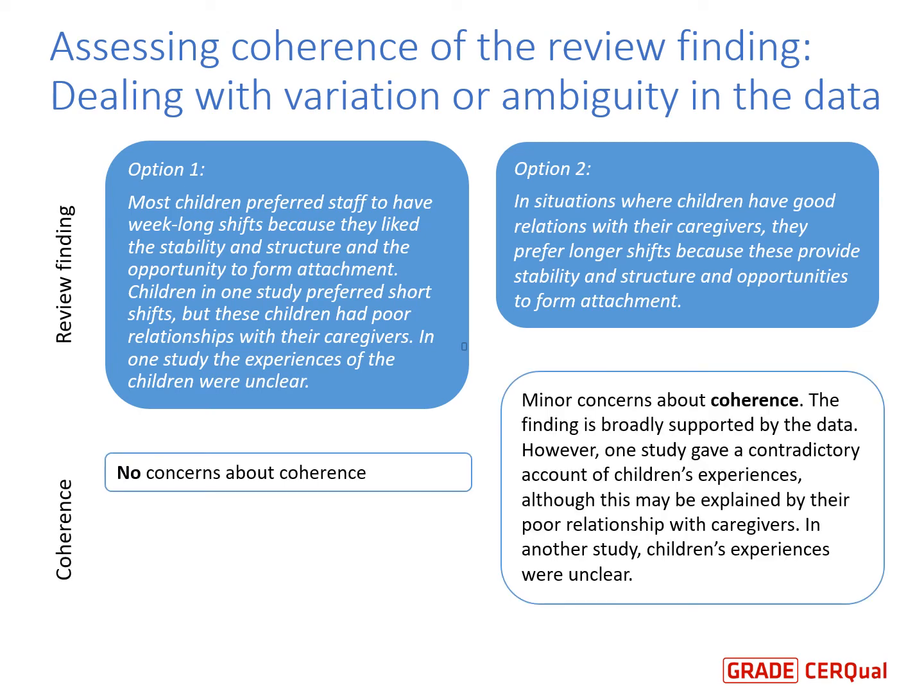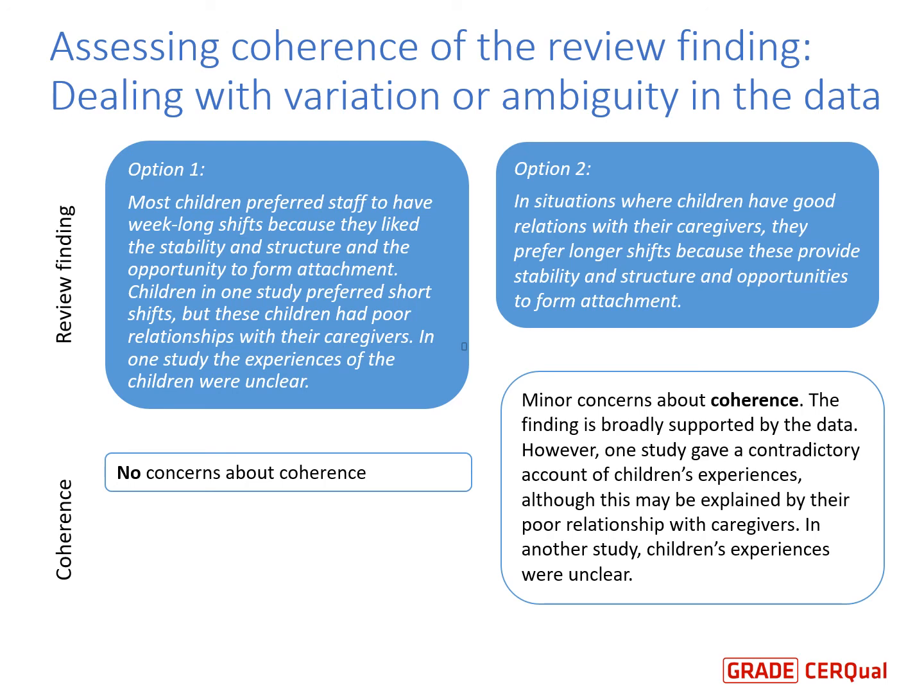If the authors choose option 1, there is no reason to be concerned about coherence. But if the authors choose option 2, we would have minor concerns about coherence. And we would say something like, the finding is broadly supported by the data. However, one study gave a contradictory account of children's experiences, although this may be explained by their poor relationship with caregivers. In another study, children's experiences were unclear.